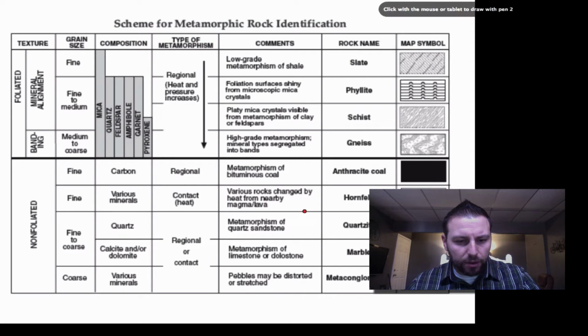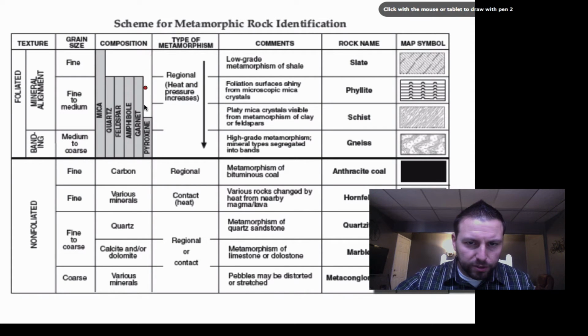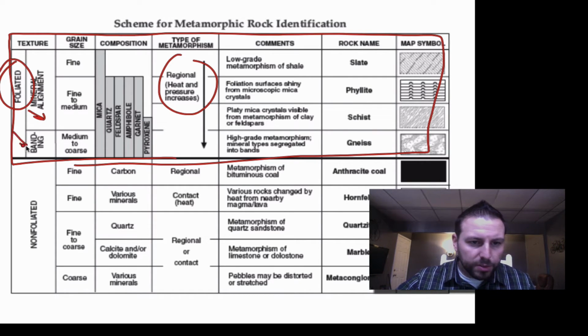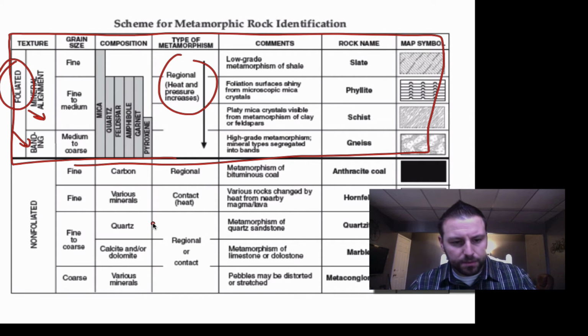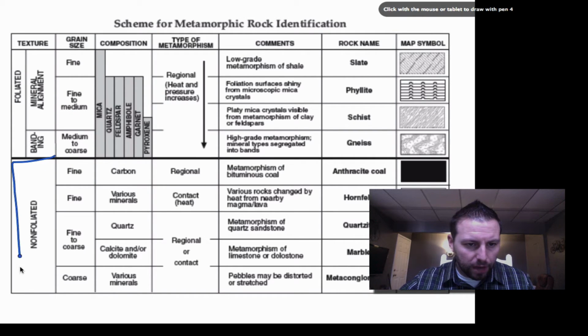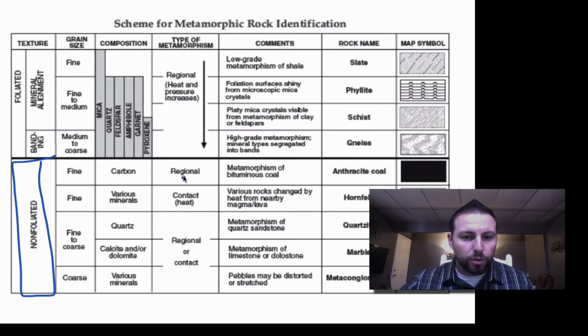And if we look now at our reference table, remember, we first looked at the type of metamorphism, but notice this regional metamorphism is almost always associated with some sort of foliation, which is the top half of these rocks. So slate, phyllite, schist, and gneiss all exhibit some sort of foliation, whether it's mineral alignment or banding, like we just saw with those light and dark patterns. Versus the bottom half of this chart, which are non-foliated. So these can either be formed regionally or through contact metamorphism.